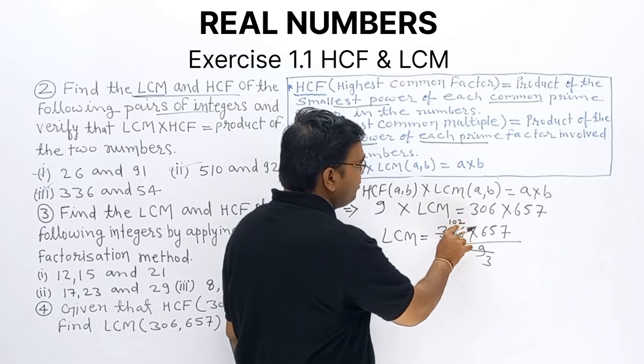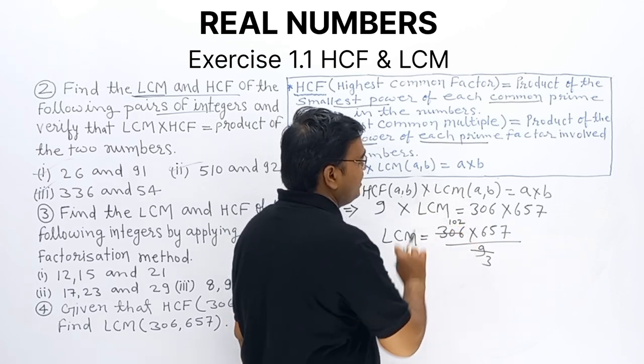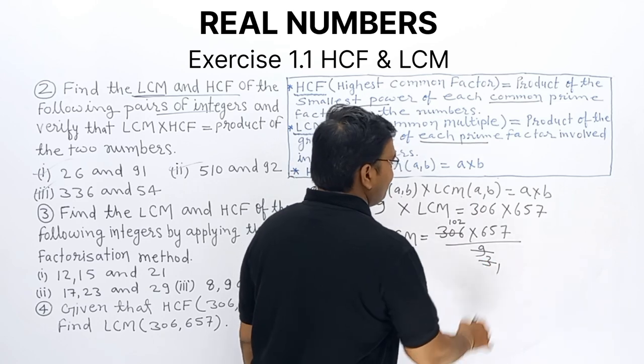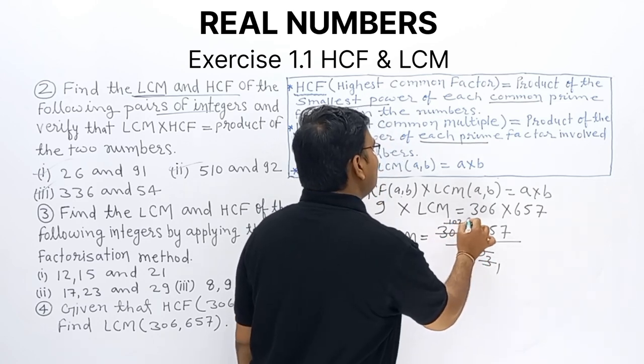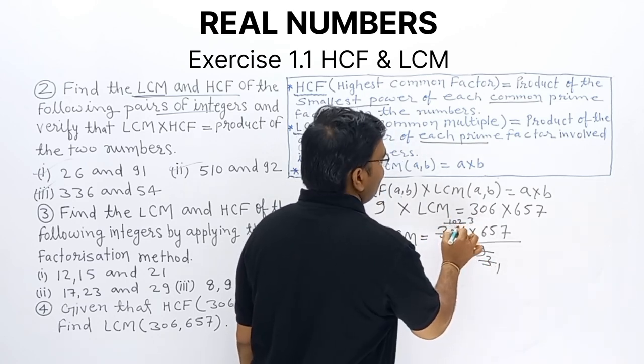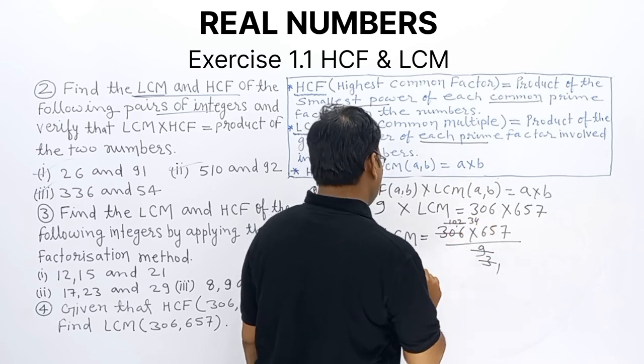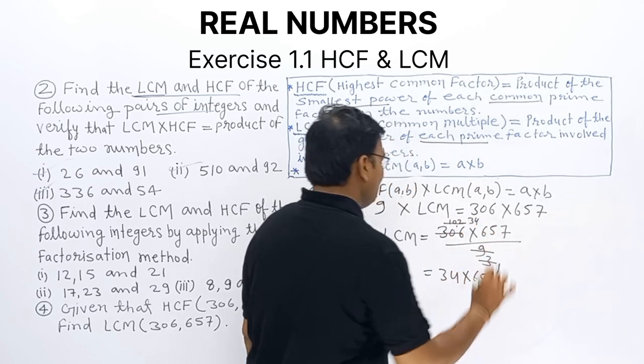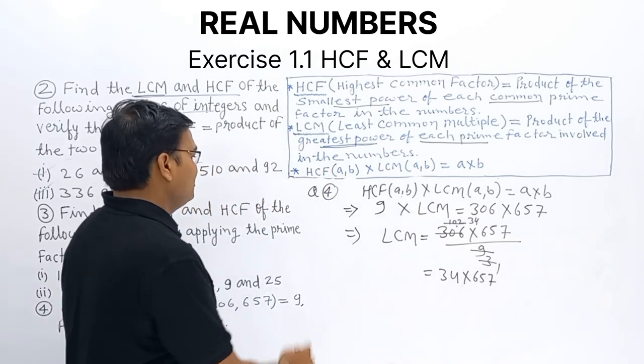Now again the sum of the digits of this number, 1 plus 0 plus 2 is 3, and it is a multiple of 3. So again we can divide one time. How many times? 3 times. What is remaining? 1. 3 fours are 12. So what is the remaining? 34 into 657, the product of this will be the result.